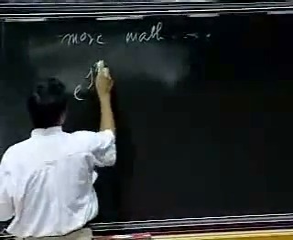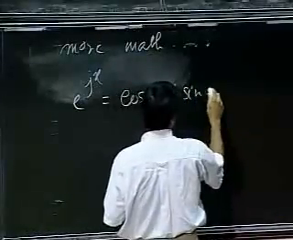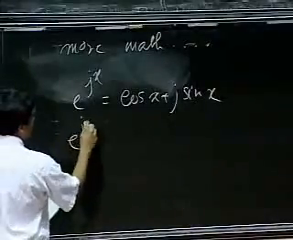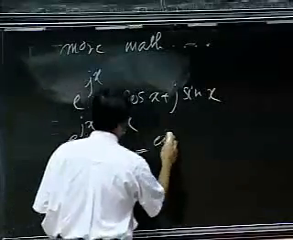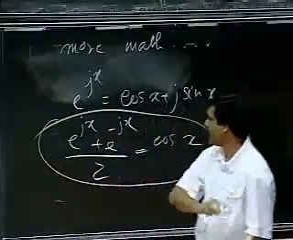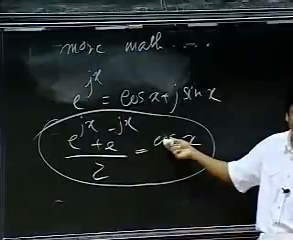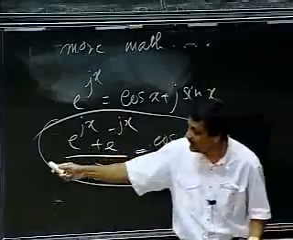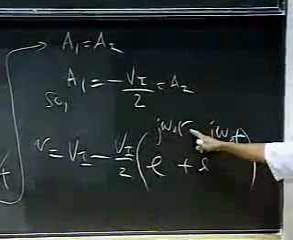e to the jx is cosine of x plus j sine of x. And by the same token, e to the jx plus e to the minus jx divided by 2 is simply cosine of x. You all should know this from the Euler relation. And so e to the jx plus e to the minus jx is 2 cosine of x, and so this one is 2 cosine of omega naught t.